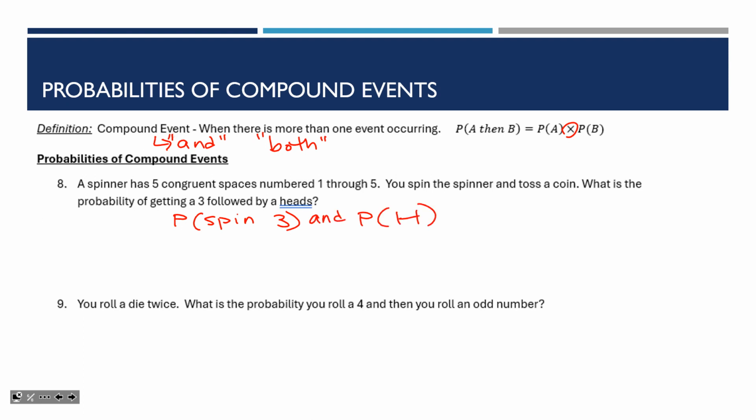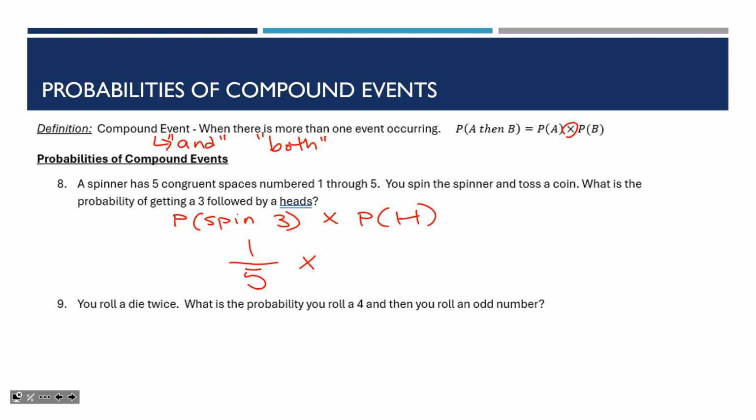So when I see the probability of both, or the probability of "and," this and that, remember we calculate the individual probabilities and then we multiply them. So what's the probability of spinning a 3 on this spinner? There are 5 possible outcomes. They're all congruent. So 5 goes on the bottom. And how many of them are numbered 3? Well, there's one of them that's numbered 3, right?